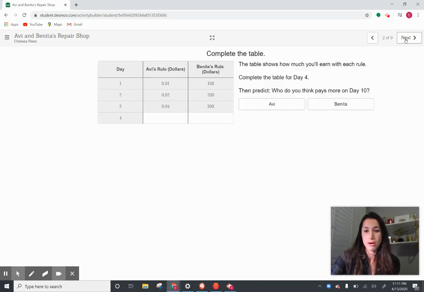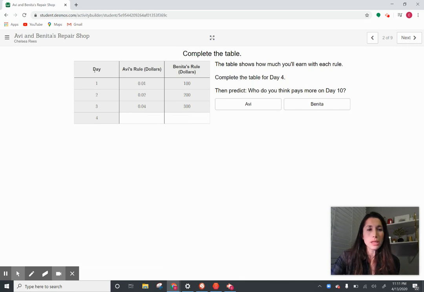So let's look at our next slide. It looks like our table of values. We have day 1, 2, 3, and 4, and we have some amounts shown here for Avi's rule, which is in dollars, and Benita's rule, which is in dollars as well. It looks like we're starting out with 1 cent for day 1, and then 2 cents, and then 4 cents, and so forth.